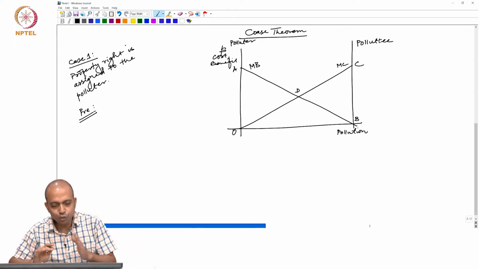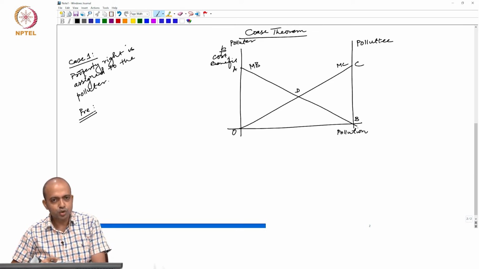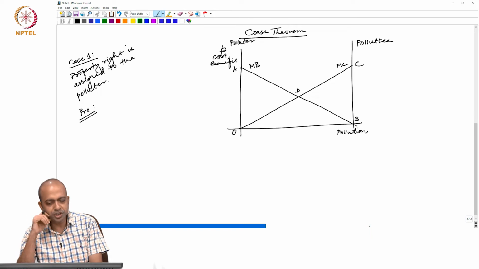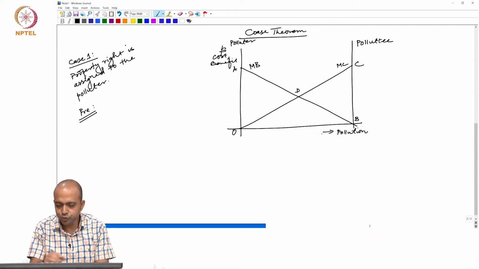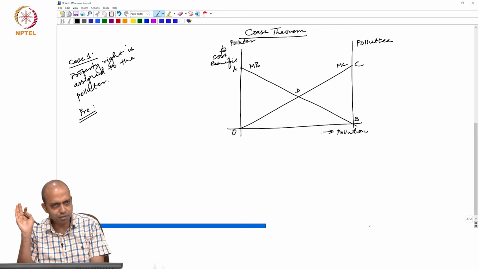So, when there is no bargaining, property right is given to the polluter. So, how much pollution the polluter will generate? Okay. How much pollution the polluter will generate? Can you think of from this diagram? The polluter will make that much pollution wherein the marginal benefit of pollution is positive, and he will stop at a point where marginal benefit of pollution is 0, which is quite simple.